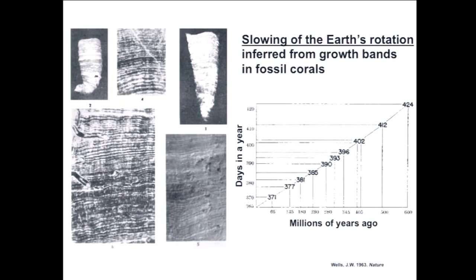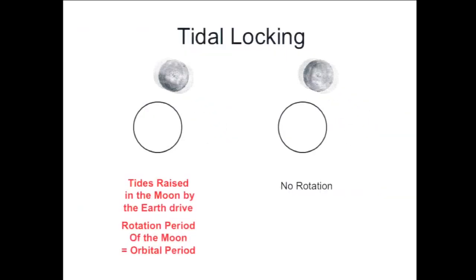And so remember, the year isn't changing. That's the time to orbit the sun. More days in a year means that the Earth was rotating faster in the past. It's been slowing down. Tides do something else.